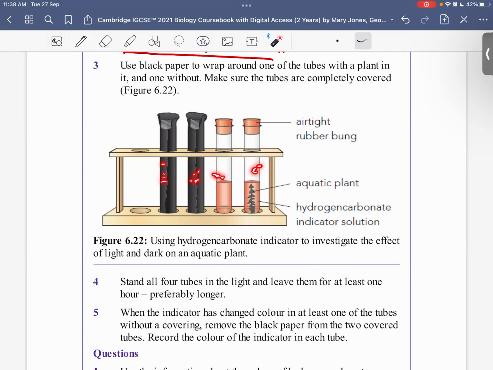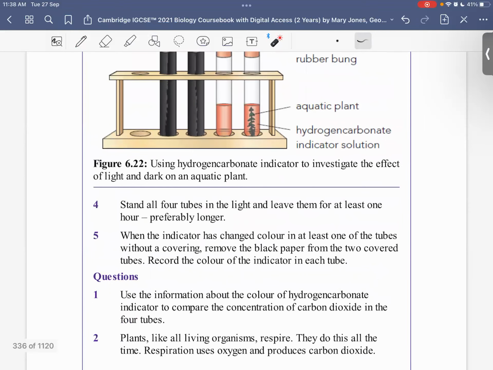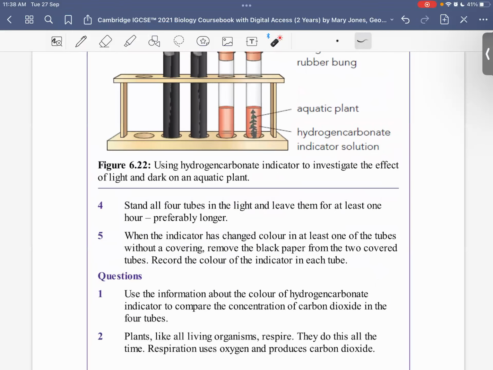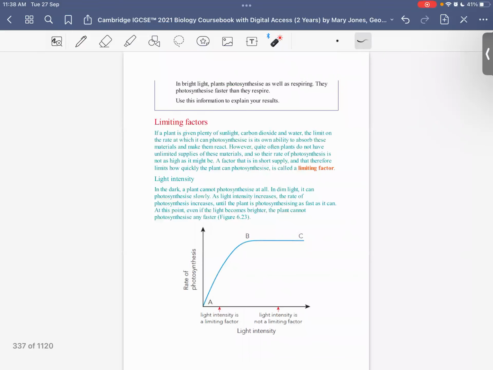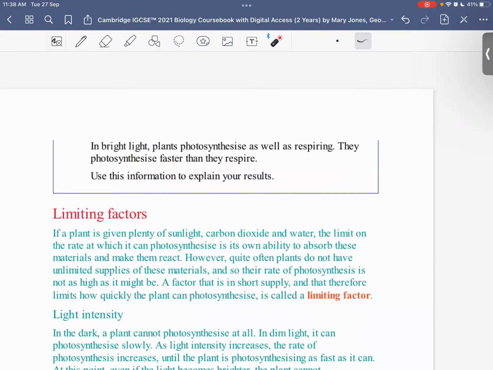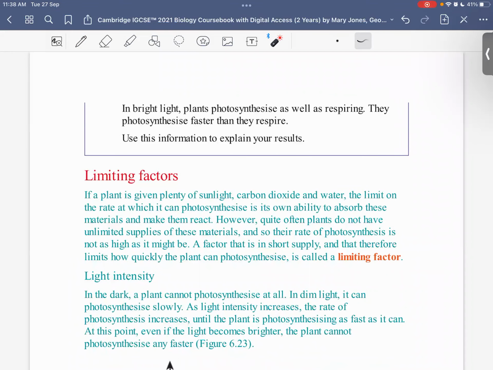Let's see what color these test tubes give us. Using the information about the color of the hydrogen carbonate indicator, compare the concentration of CO2 in 4 tubes. Plants, like all living organisms, respire. They do this all the time. Respiration uses oxygen and produces carbon dioxide. In bright light, the plants photosynthesize as well as respire. They photosynthesize faster than they respire. Use this information to explain your results.